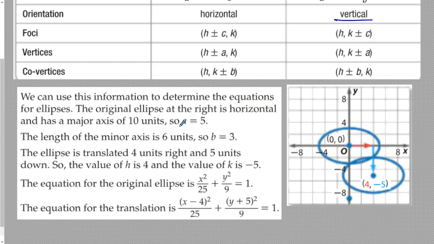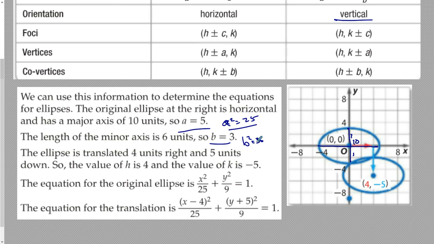Okay, so we can use this information to determine the equations for ellipses. The original ellipse at right is horizontal and has a major axis of 10 units. We can tell because we're going from negative 5 to 5, that's 10. So a is 5. That means a squared is 25. The length of the minor axis is 3. Or sorry, is 6, because that's 3 and that's 3.